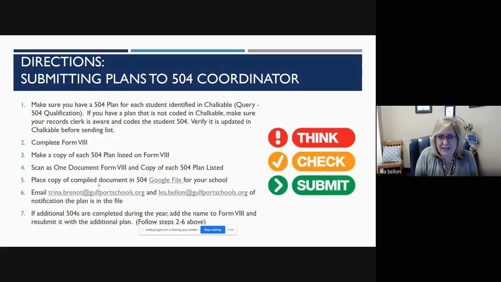But if you have 5 names on that list and you have 7 504 plans, then either 2 of them are no longer eligible or have not been input in the computer. Okay, so really think it through, check it out, and make sure that we have everyone coded correctly. Do a little troubleshooting there and make sure that whatever you submit to me matches what is in Chalkable.